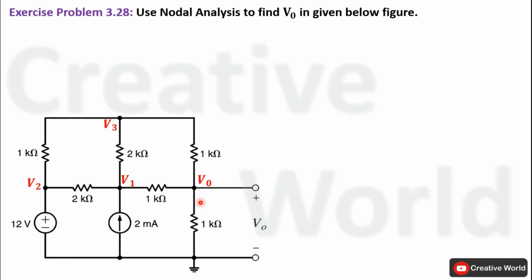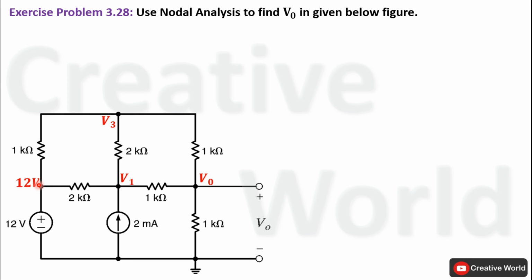Before we proceed further, if we observe, there is a voltage source connected between this node 2 and the ground node. So whatever the value of voltage will be, the same voltage will be appearing on this node as well. And the positive terminal of this voltage source is connected to this node 2. So we can say that V2 will be equal to 12 volt. Modify the network by indicating this node voltage.